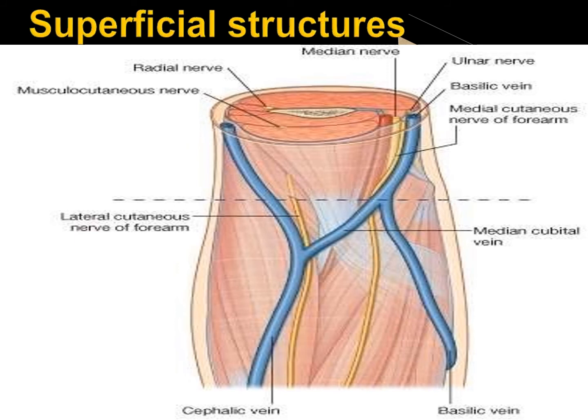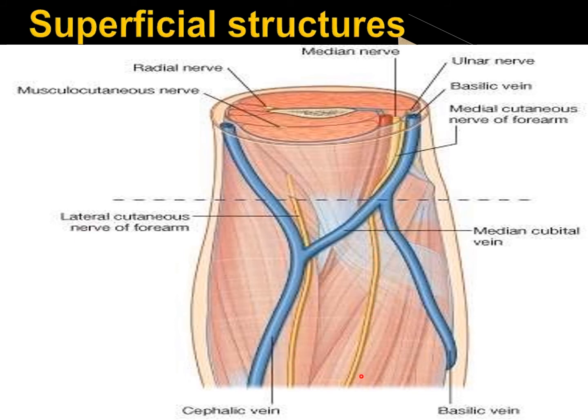Other superficial structures which are not the contents of the cubital fossa are the cephalic vein and the basilic vein, which join with each other by a median cubital vein. In this picture, we have this cephalic vein, and this one is the basilic vein, which join with each other by a median cubital vein. This yellow structure is the lateral cutaneous nerve of the forearm.